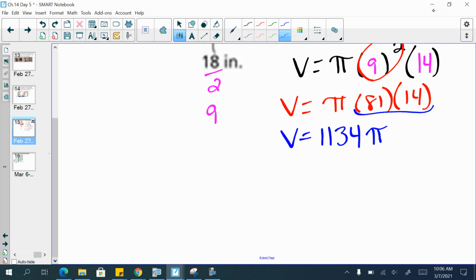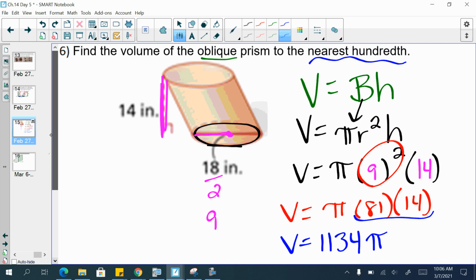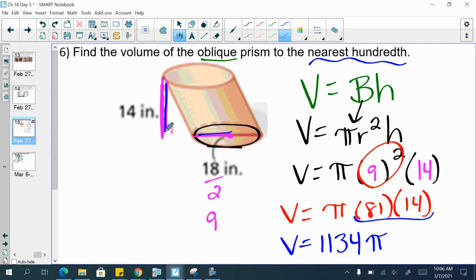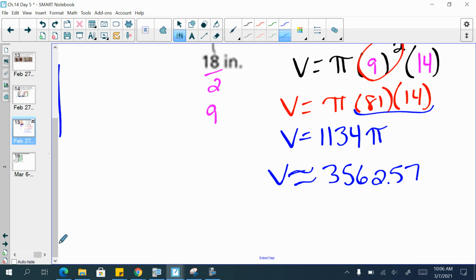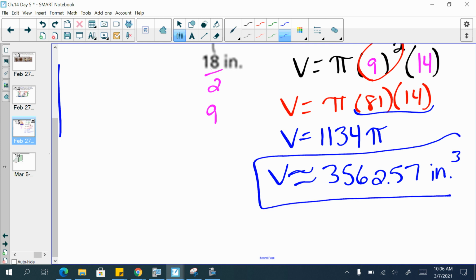The next digit is a 6. 5 or above, we got to give this a shove. So it's about, we should use the approximate symbol here, 3,562.57. Let's go back for our units. These lengths were all in inches. So, again, area of the base would be square inches. By the time we fill it up, those are cubic inches we're talking about now, a third dimension. So make sure you have cubic units.